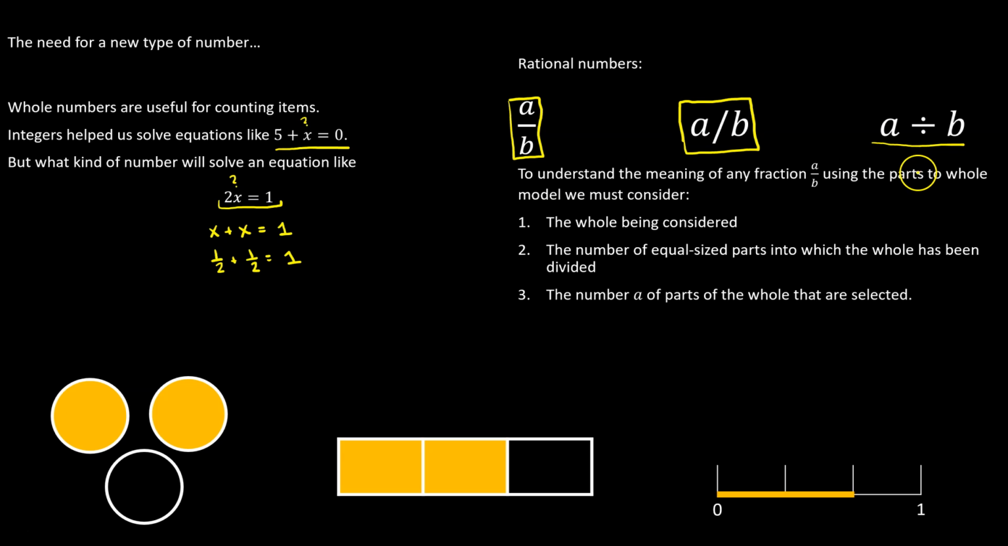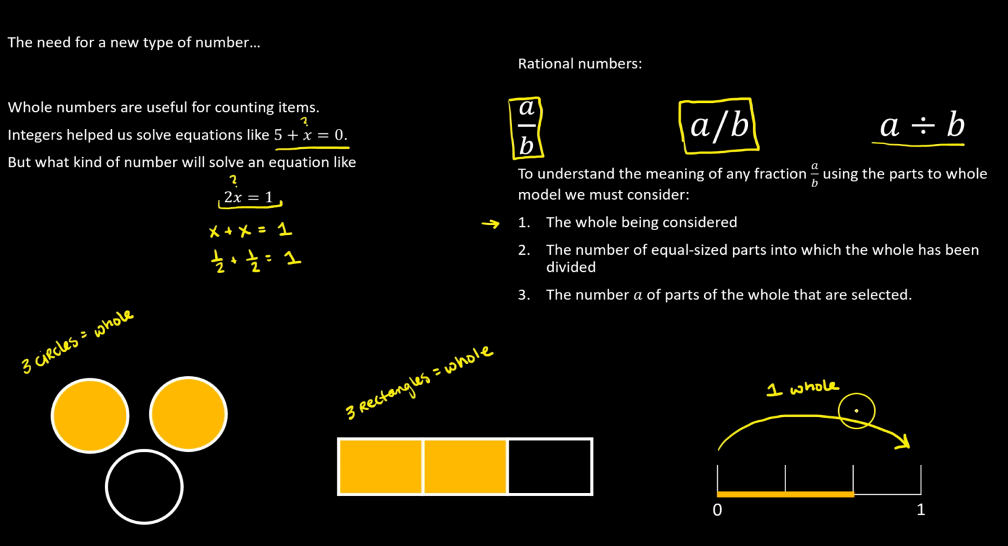If we want to use the whole model, parts to the whole, we need to think about 3 things. We need to think about what is the whole that we are trying to consider. For example, I have 3 visual representations of a fraction, 2/3, on the screen. And in each one, we're representing a whole completely differently. On the left, I'm saying 3 circles makes a whole. In the center, I'm saying 3 rectangles make a whole. And on the right, I have a number line that goes from 0 to 1, representing that we're looking at one whole.